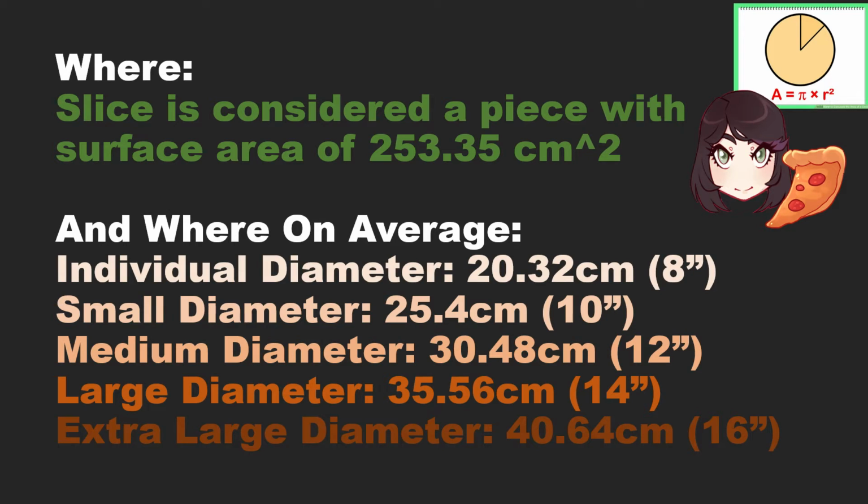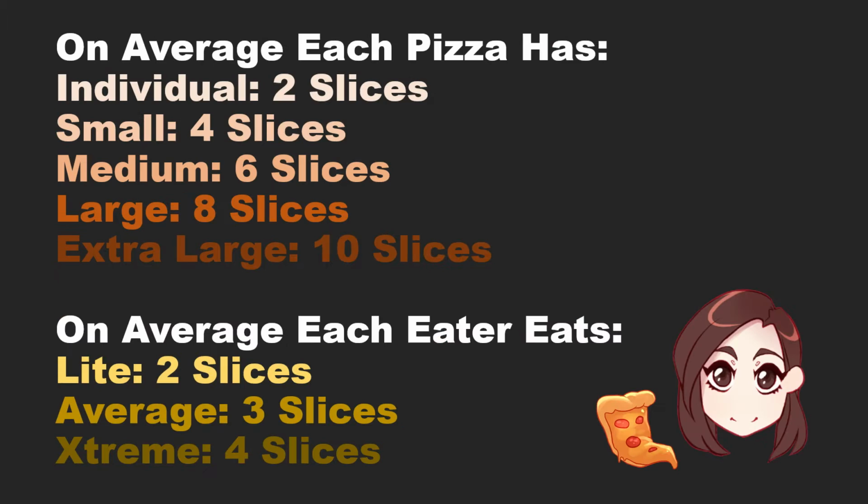For my app, I created 5 sizes, and they were based on average sizes in the industry. An individual has an average diameter of about 20.32 centimeters, a small about 25.4 centimeters, and so on. Based on these calculations, on average, an individual pizza will have 2 slices, a small 4, medium 6, large 8, and extra large 10 or 12 slices. Each light eater is going to eat 2 slices, give or take. An average eater may eat about 3, and our extreme eaters are going to have about 4 slices, but maybe more, depending on how extreme they are.